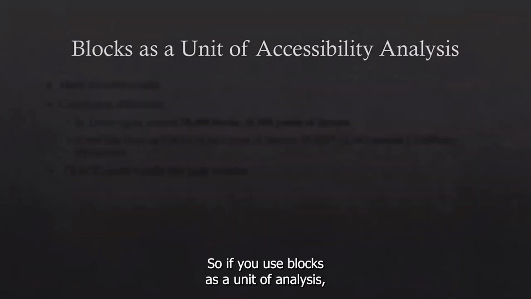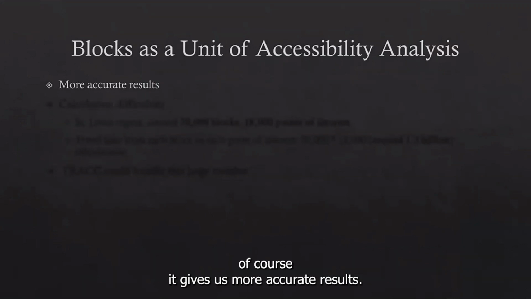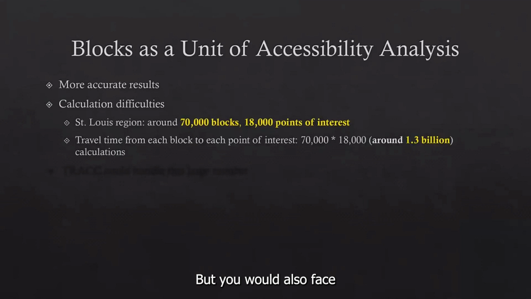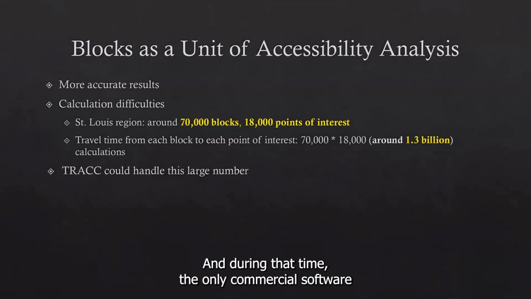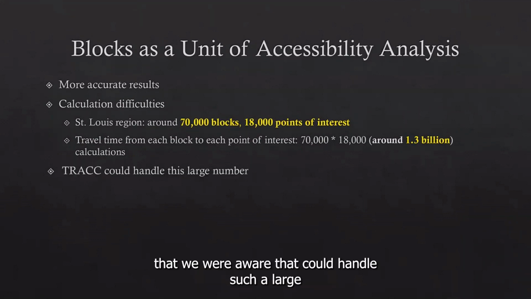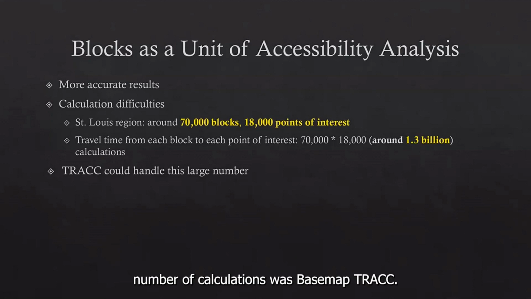So if we use blocks as a unit of analysis, of course, it gives us more accurate results, but we would also face calculation difficulties. For example, in our case, we had 70,000 blocks and 18,000 points of interest, and calculating travel time or distance from each block to each point of interest in our region meant performing about 1.3 billion calculations. And at that time, the only commercial software that we were aware of that could handle such a large number of calculations was Basemap Track. And we used that software to perform our calculations.